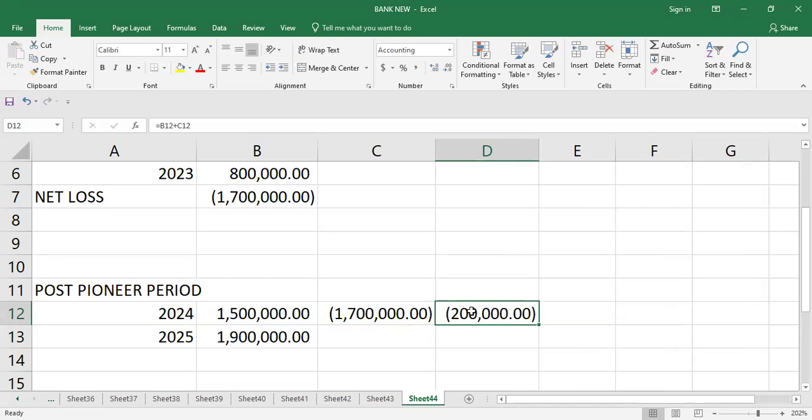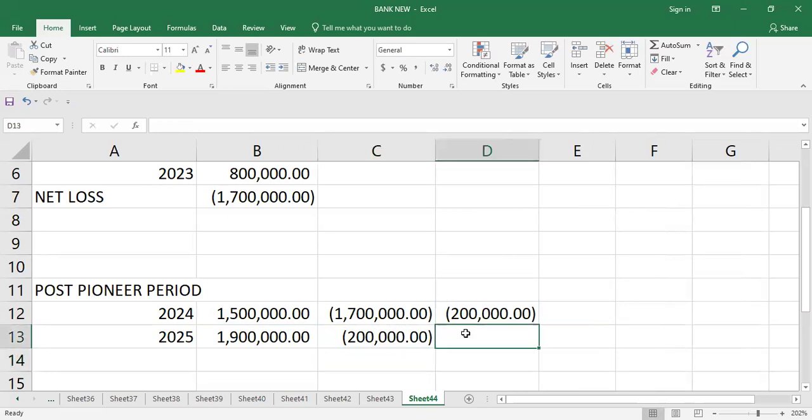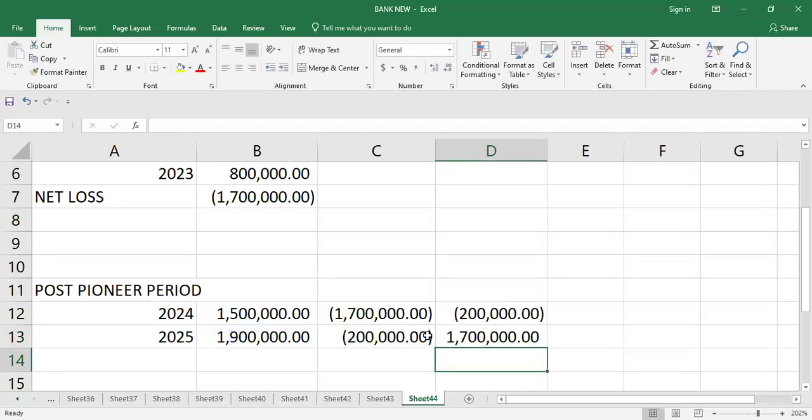After they have subtracted, they have relieved the loss. Since the loss is higher than the profit available, there is still a loss. This loss is going to be carried forward for 2025 again. So at the end of the day, in 2025, the accessible profit that will be subjected to tax will be 1.7 million. What we are saying is, anytime a company makes a loss during the pioneer period, that net loss for the whole 3 years is going to be carried forward for the post-pioneer period.